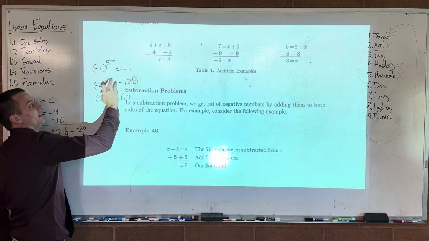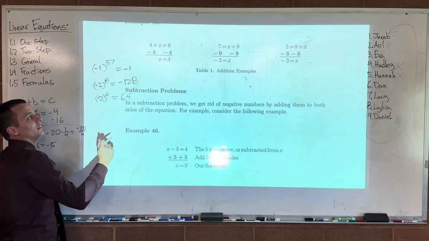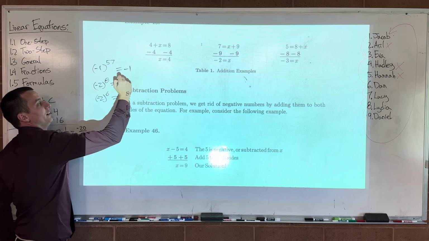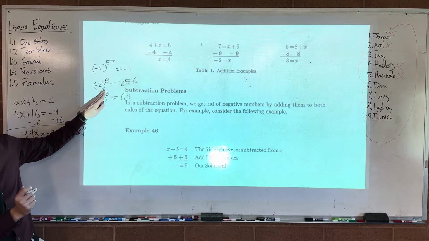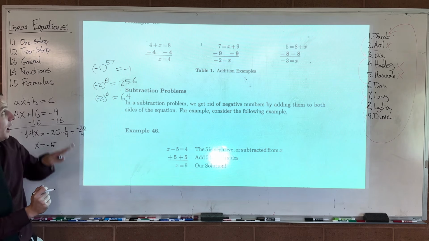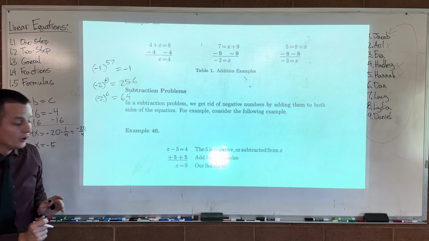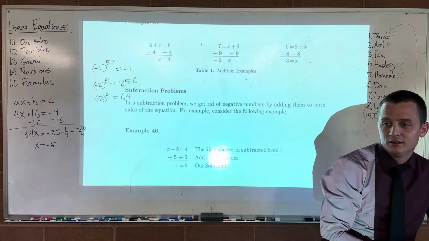What if it would have been to the 8? You just do that again. Then it would have been positive 256. If it was 9, it would have been negative 512. If it was 10, it would be positive 1024, etc.